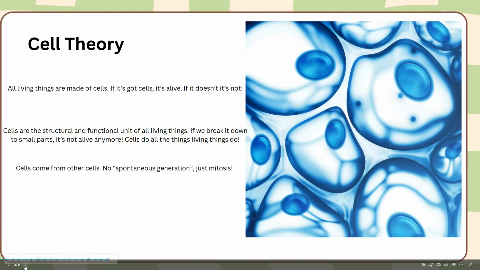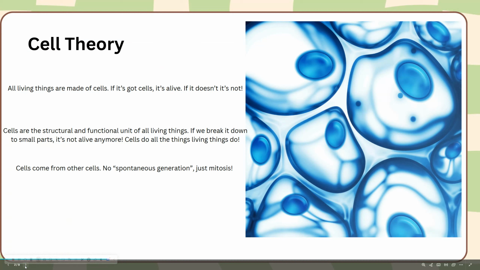So, in chapter 4, the very first thing that we talk about is cell theory, and there are several different scientists that are involved in discovering and sort of writing down and quantifying what we know about cells. And from all of their research, we find really three major parts, although two of them sort of go together. The first is that all living things are made of cells, which means if it's got cells, it's alive. If it doesn't have cells, it is not a living thing.